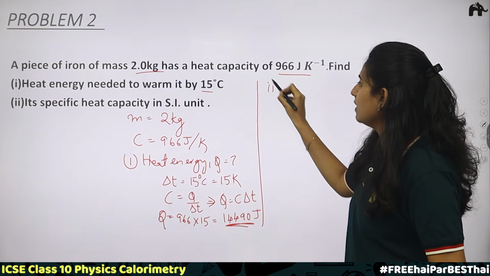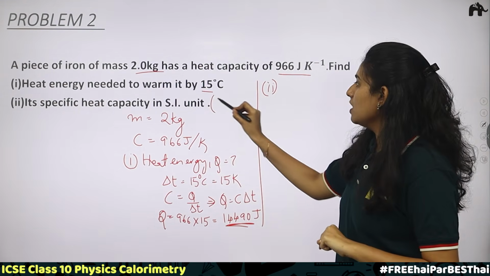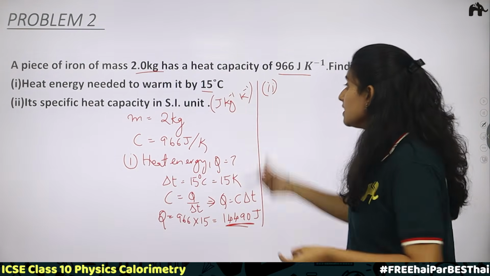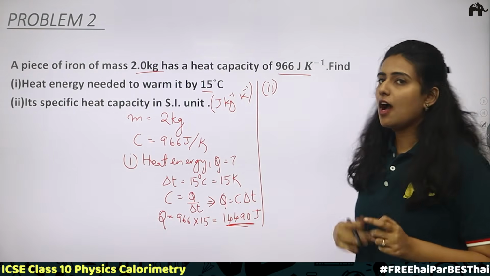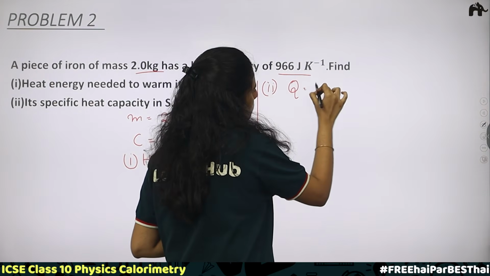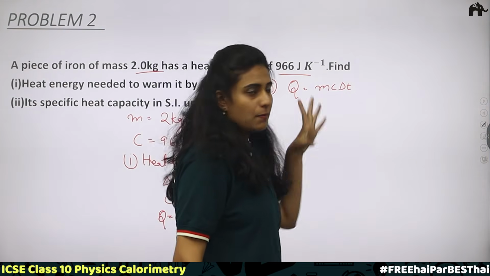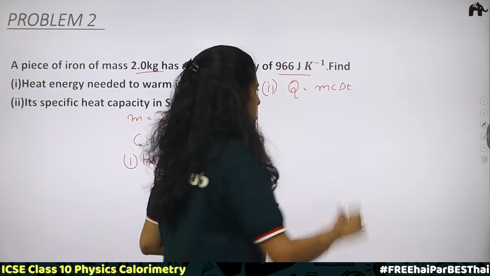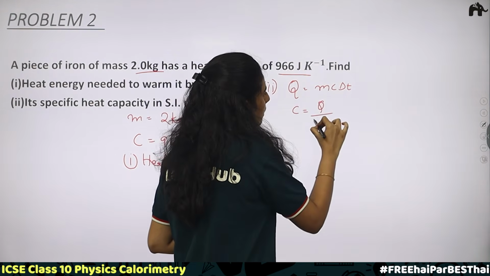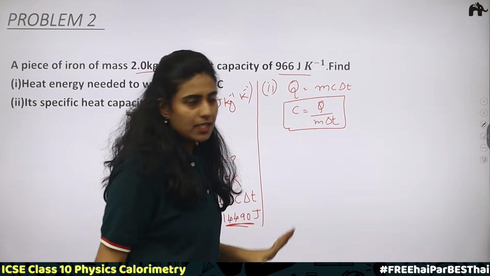Now the second part of the question, we have to find the specific heat capacity in SI unit. What is the SI unit of specific heat capacity? Joule kilogram inverse Kelvin inverse, or joule kilogram inverse degree Celsius inverse. Okay, how to find specific heat capacity? You can use two formulas. The first one, we have Q is equal to MC delta T, where Q is heat energy, M is mass, C is specific heat capacity, and delta T is the rise in temperature, from which specific heat capacity C is equal to Q divided by M delta T.